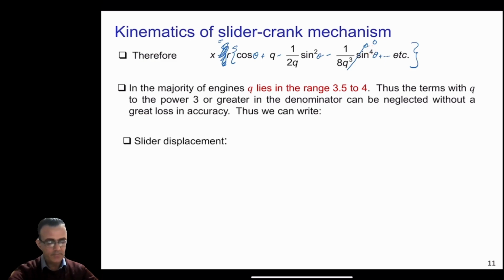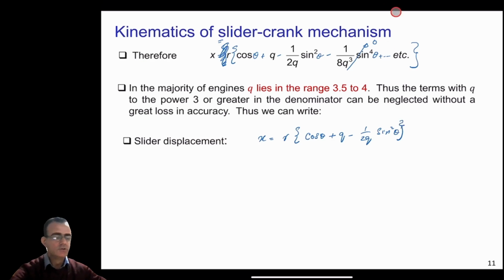This means that the displacement x will become equal to, if we just ignore this part here, r cos theta plus q minus 1 over 2q sine square theta here. So we get this equation for x. This means that if you know theta, which is the crank angle, and you know q, which may be given, maybe 3.5 or 4, and if you know the radius of the crankshaft, you can calculate x for any angle.